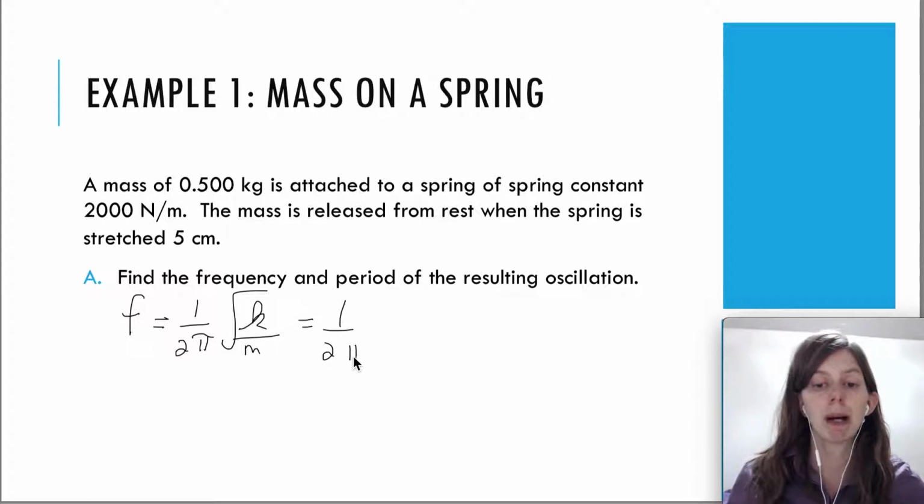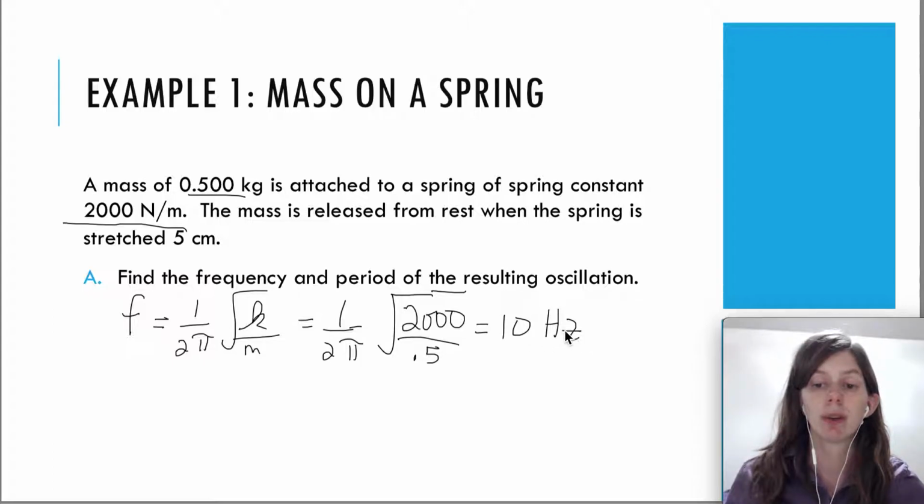1 over 2 pi, and use the pi key on your calculator. Don't just use 3.14 because that will be rounded too much. K is the spring constant right here, 2,000 newtons per meter. And then the mass is right here, 0.5 kilograms. So just plug all of this in the calculator and we'll get a frequency of approximately 10 hertz. So 10 cycles per second.